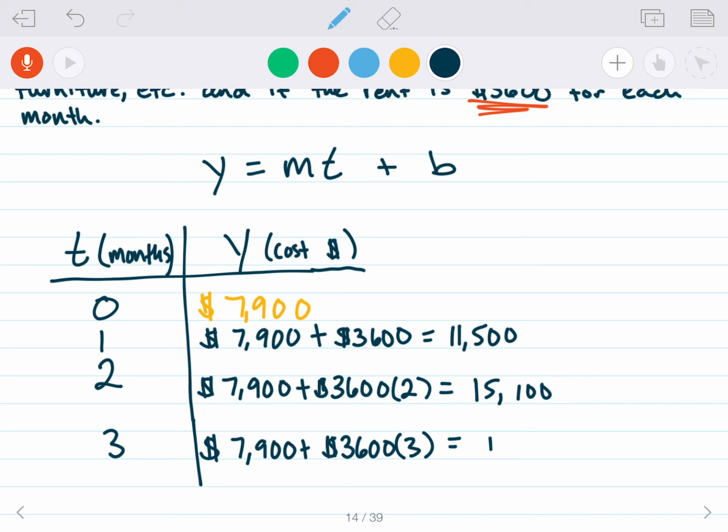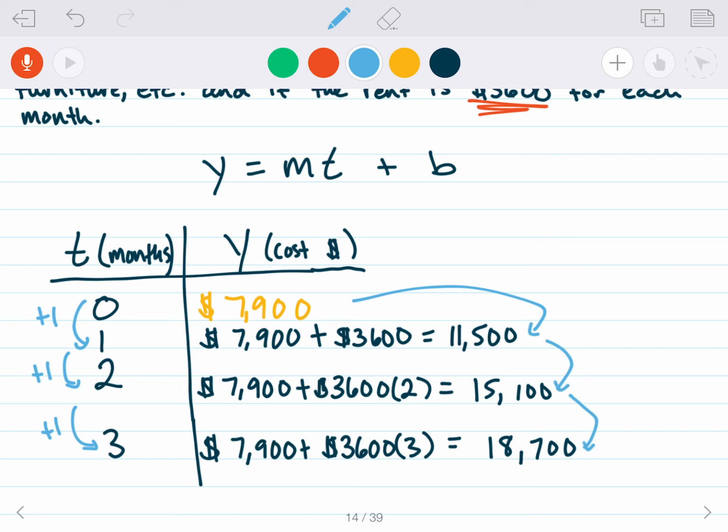Okay, and we get $18,700. So what's the rate of change? Like how much am I changing from 1 month to the next? So plus 1, we're increasing by 1. How much is y increasing from month to month? Well, it's increasing by $3,600, right? So here plus 3,600, plus 3,600, plus 3,600. So this guy is going to be my slope, all right?